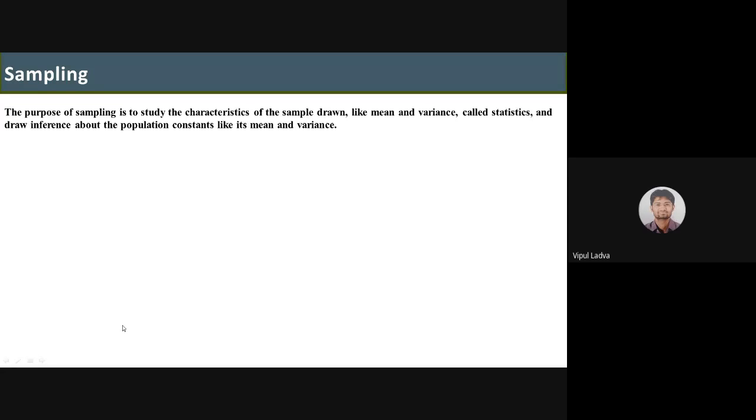Sampling. What is the main purpose of sampling? The purpose of sampling is to study the characteristics of the sample drawn, like mean, variance, or any of the statistics related to that particular sample, and draw inference about the population constant. By selecting different samples, we will try to know the behavior of the samples. We will collect their mean and their variance. I'm talking about all samples. Once we have all that information related to the different samples, meaning we have all their characteristics, like what is the mean of each sample, the variance of each sample, the standard error of each sample, then we may draw some inference.